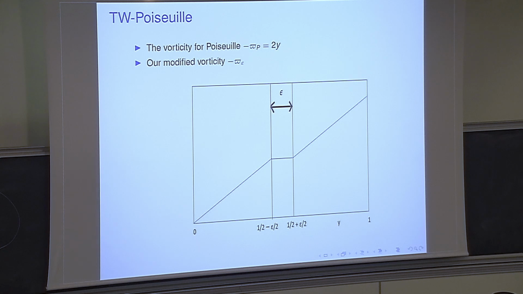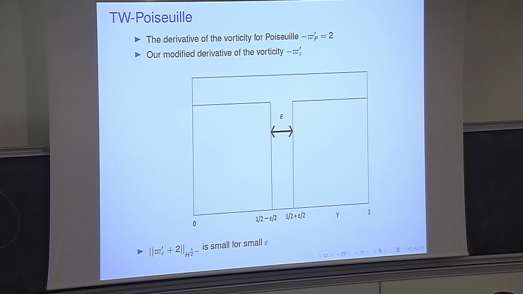Okay? Then the derivative of this profile is equal to 2 on the left side, is equal to 2 on the right side, but is equal to 0 in the middle. Okay? And then we just have to solve the equation in this part and also in this part, because in the middle the derivative of the profile is equal to 0, and we don't have to solve anything there. And this is the main point here for us, that we don't have to solve the equation here.